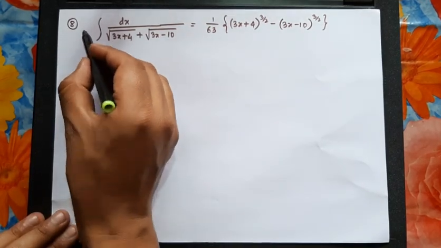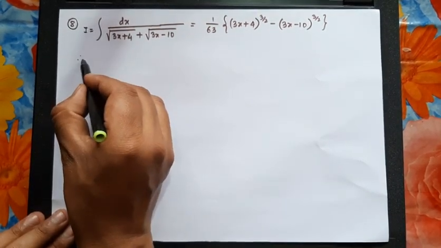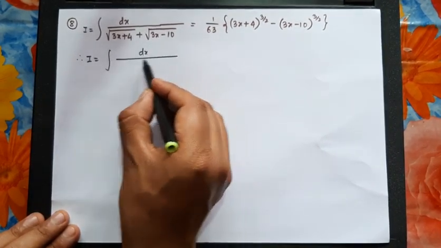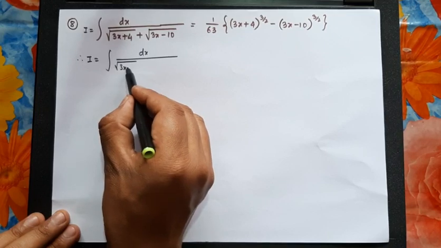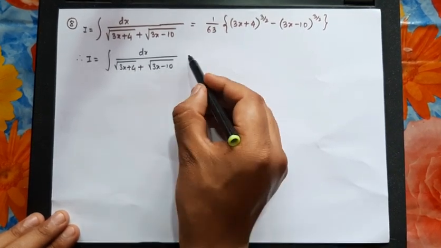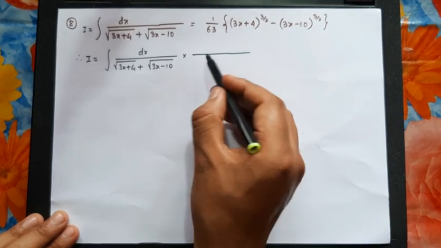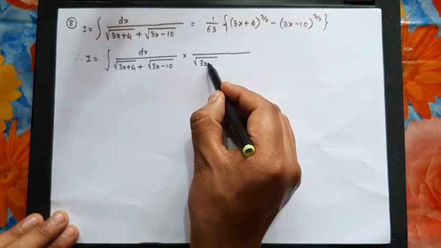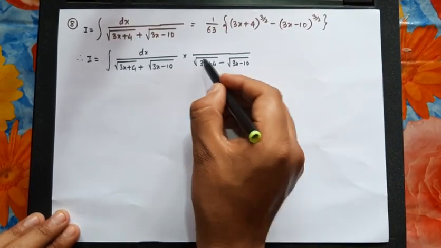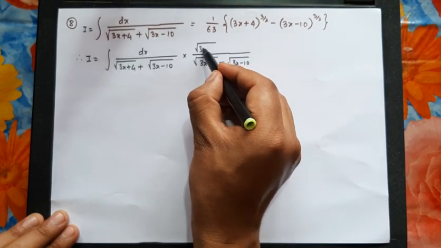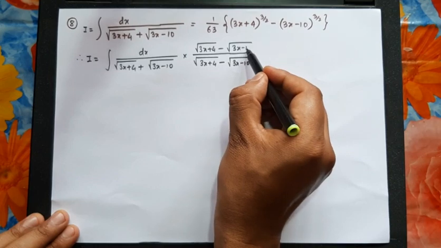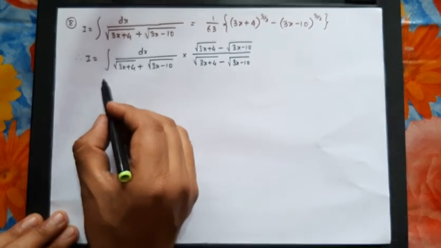Okay, so we have, if I call this to be I, so therefore my I becomes dx by whatever is written, I am writing that. So 3x plus 4 plus square root of 3x minus 10. And how do you rationalize? You will multiply with its conjugate, that is 3x plus 4, you'll write minus here, so 3x minus 10. So again you have to write down the same thing here, so 3x plus 4 minus 3x minus 10. Okay, so let us rationalize this.